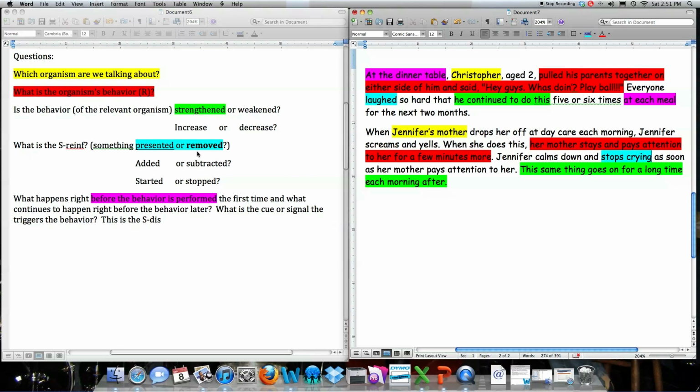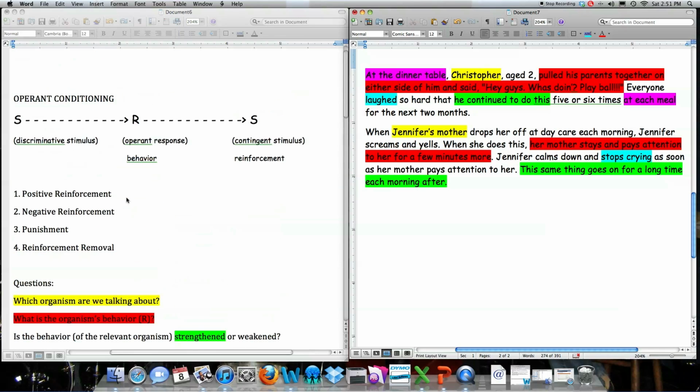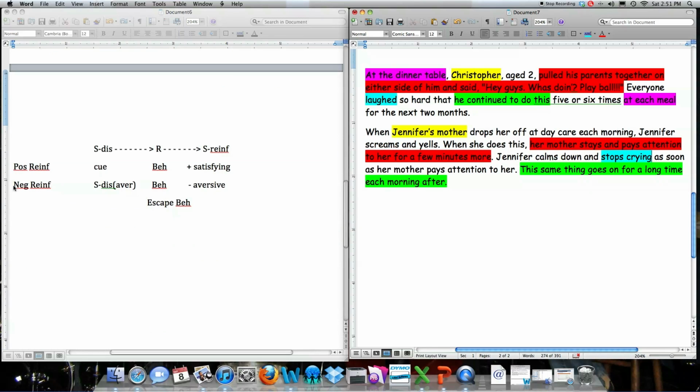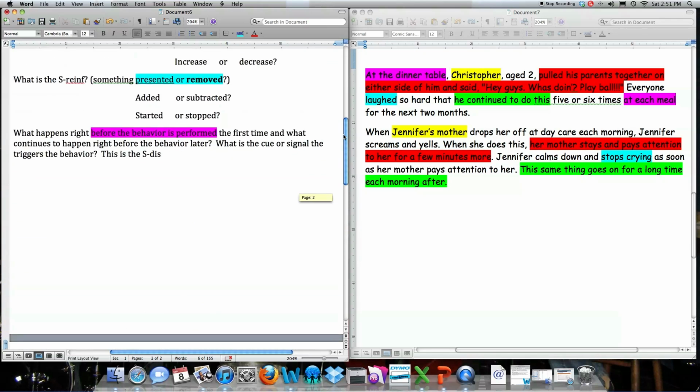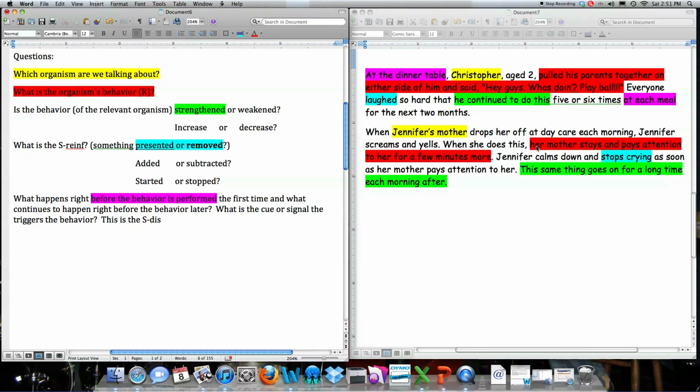So what we've got here is a situation where the behavior of the mother stopped something that was aversive or unpleasant. That brings us to the discriminative stimulus, which, remember, in negative reinforcement is aversive. It's bad, and the behavior is meant to remove this, to subtract this. Okay, so let's look at this again. Over here, stops crying, we're removing the aversive stimulus.